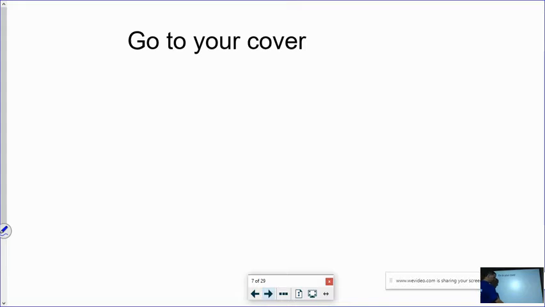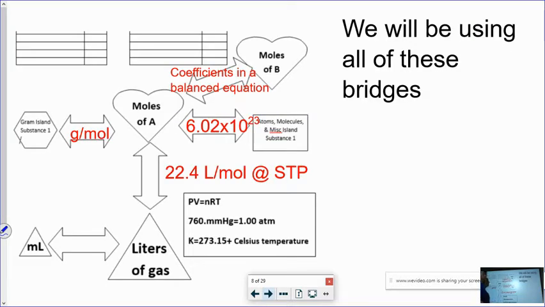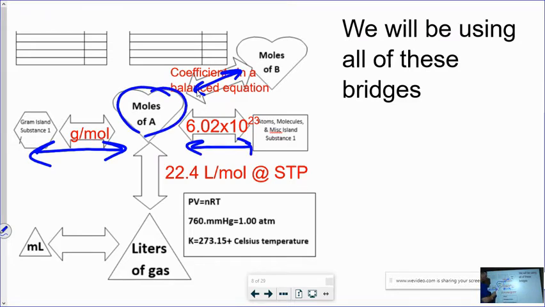So I want you to go to your cover at this point in time, and we're going to notice that we're going to be looking at a few of these things. So we will definitely be going between moles of one item and moles of another. We use the coefficients in a balanced equation. We're going to be going between grams and moles. So we're going to be using the molar mass off the periodic table. We'll be going between atoms and molecules, to moles. And we'll be using that 6.02 times 10 to the 23rd.